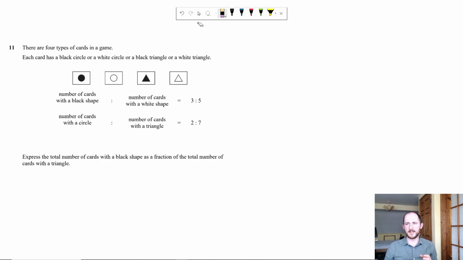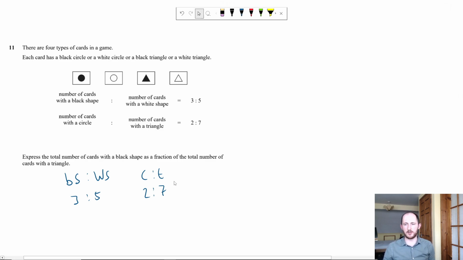So there are 4 types of cards in a game. Each card has a black circle or a white circle, or a black triangle or a white triangle. The number of cards with a black shape to white shape is 3 to 5. So I'm going to write this information out. I'm going to call it BS to WS. I know it's an amazing way of putting it, I know. And then circle to triangle is 2 to 7, so C to T is this. And it says express the total number of cards with a black shape as a fraction of the total number of cards with a triangle. So we're doing 3, so this number here, over 7, right?